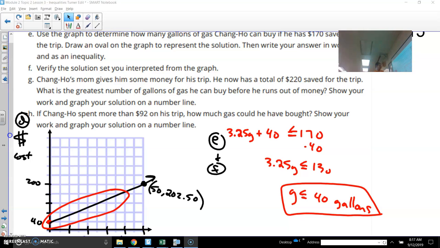So that's what I've circled over here. Tried to estimate where I thought 170 would be. And then I just circled all the other points on the graph that are below that point.